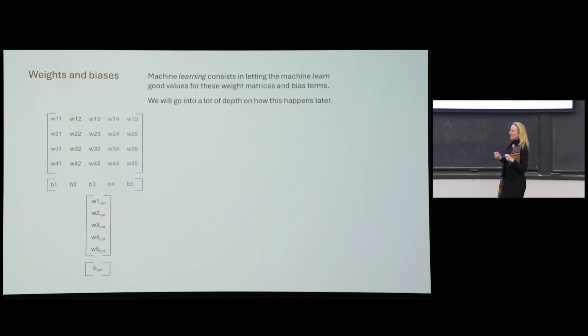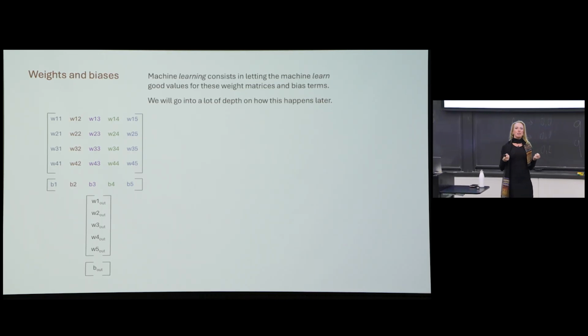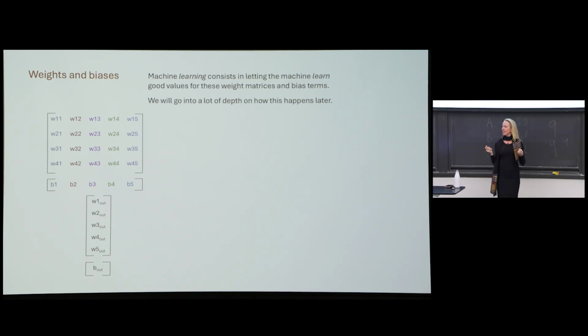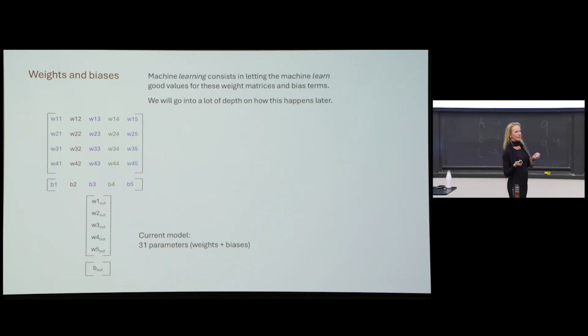So machine learning, as I've been saying now for a little while, consists in letting the machine learn really good values for these weights and biases. And this is what we're going to go into depth on, how that happens, next time. So for this little tiny model, if you add up all these weights and biases, it turns out there's like 31 of them. So a lot less than the 400,000 that we had for handwritten digits, but this is just a toy model that I can fit nicely on a PowerPoint slide.